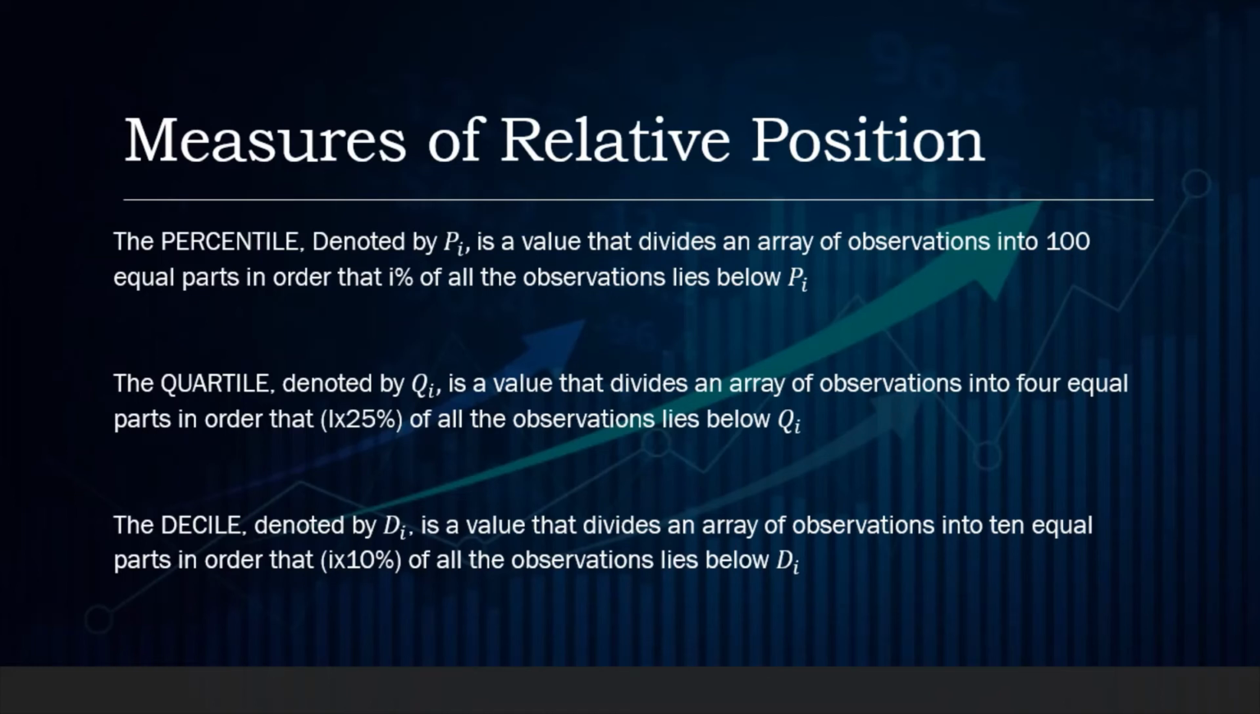Quartile, denoted by Q sub i, is a value that divides an array of observations into 4 equal parts in order that i times 25% of all observations lie below Q sub i. Decile, denoted by D sub i, is a value that divides an array of observations into 10 equal parts in order that i times 10% of all the observations lie below D sub i.